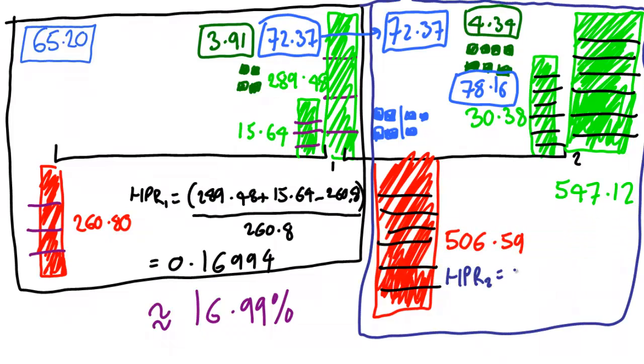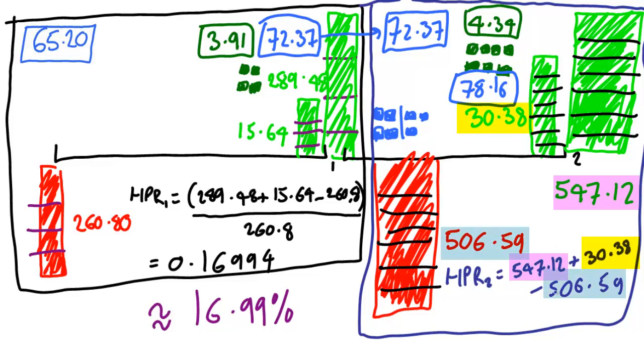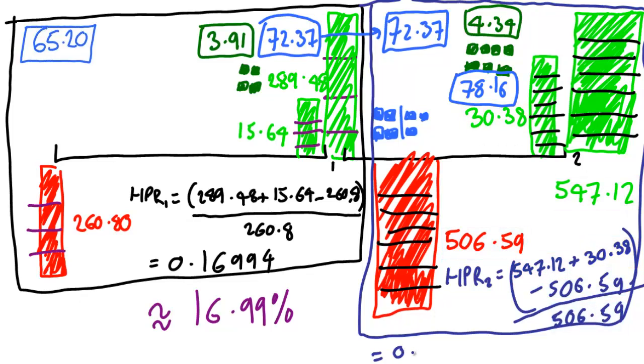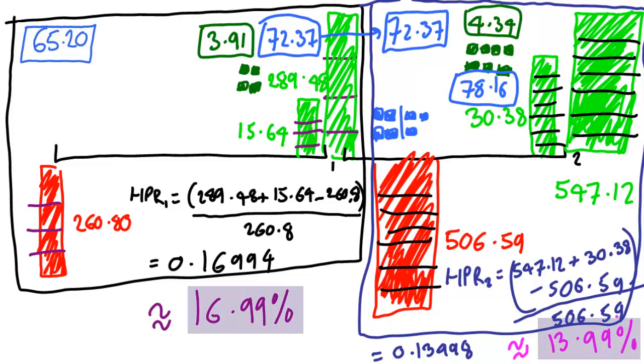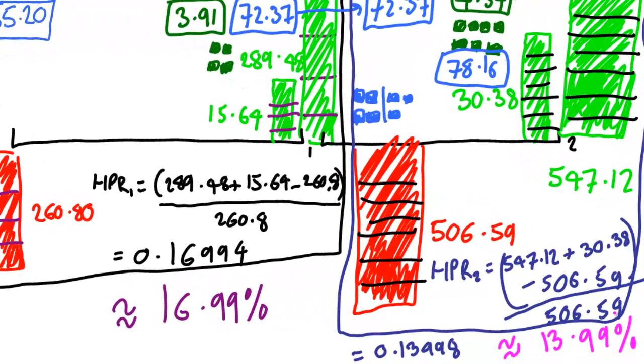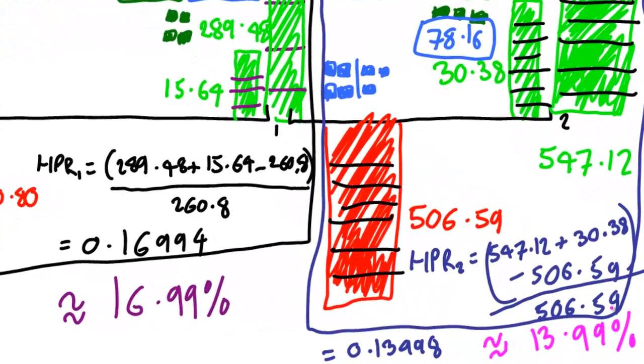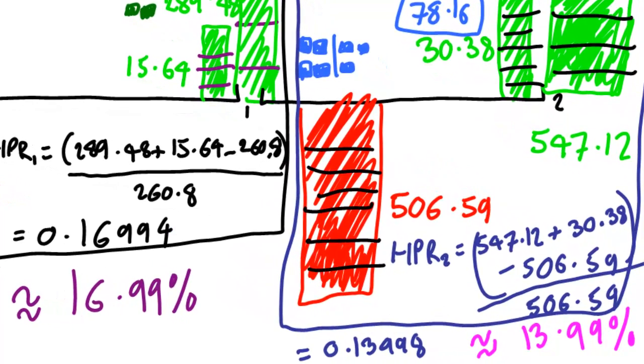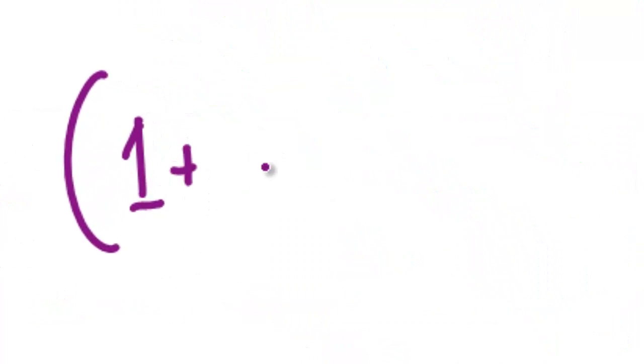This is 547.12, add 30.38, take away 506.59, all divided by that same 506.59. This is equal to 0.13998, or approximately 13.99%. We've now got both of our required holding period returns to work out the time-weighted rate of return. So now we can calculate the geometric average, which will become the time-weighted rate of return for this particular 2-year investment. Let's get this done on a separate sheet.